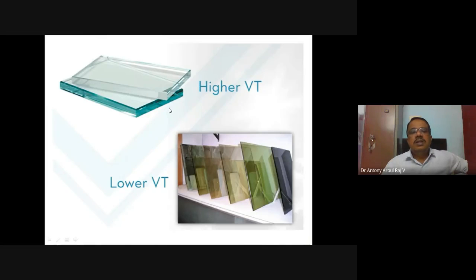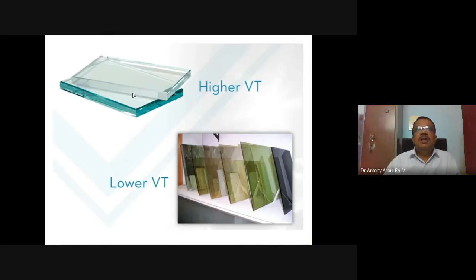Visual transmittance is about visible light. Especially beyond 30 degrees north latitude, the day's length problem will be there. We have already discussed the day's length. If the day's length is less, most of the time it will be dark when you are going towards the poles. At that point of time, you will be interested in taking the visible light from outside. So for that you may use glass with higher visual transmittance.